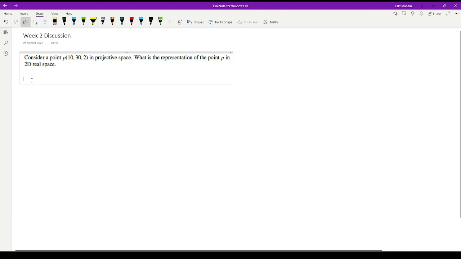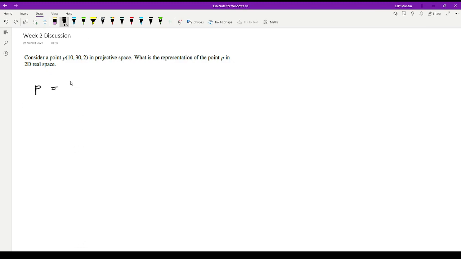Okay. Can you see the first question? So you are given a point P in projective space. The point is given by 10, 32, 30 and 2, the three elements of a point. So what is the representation of point P in 2D real space?